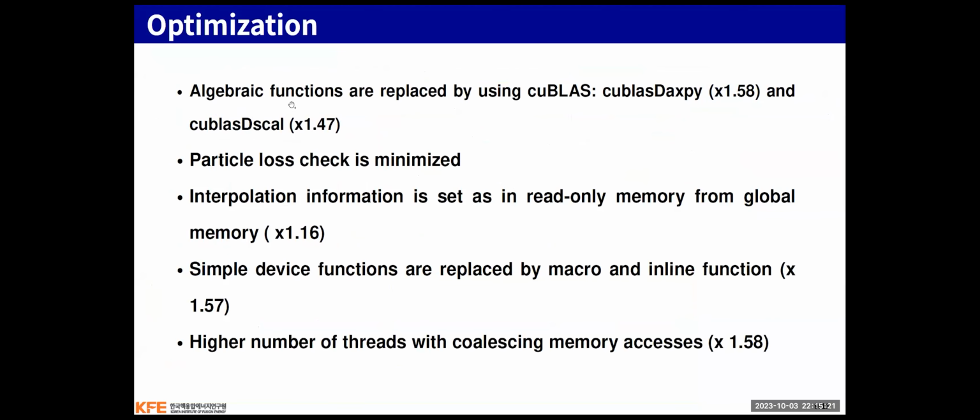So algebraic functions are replaced by using cuBLAS, specifically cuBLAS DAXPY and cuBLAS DSCAL. We can accelerate 1.47 times, and particle loss check is minimized. The interpolation information is set in read-only memory, not from the global memory. So we can reduce the time, and this one is 1.16, and simple device functions. Very simple functions are replaced by macro and inline functions. We could accelerate 1.57, and a higher number of threads with coalescing memory access could accelerate more, 1.85 times.